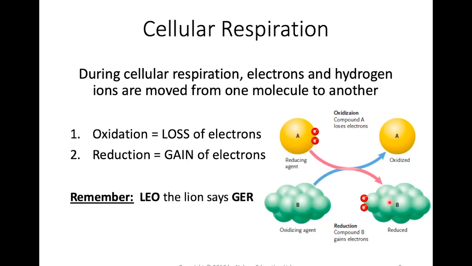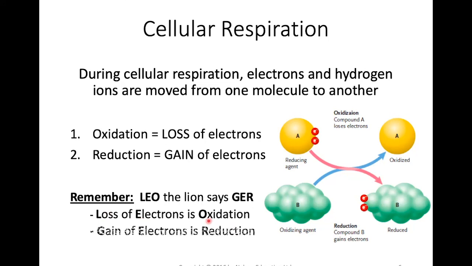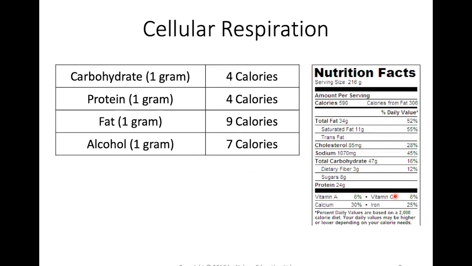Now, there's a great mnemonic, Leo the Lion says GER, that can help you to remember where electrons are coming from and going to. All right, so first off, with Leo, that stands for loss of electrons is oxidation. All right, and then with GER, gain of electrons is reduction. When it's oxidized, it's losing hydrogens and electrons. And then when it's being reduced, it's gaining electrons and thereby gaining the hydrogens. Now, our main focus for today is going to be looking at how glucose is metabolized, how we take that glucose monomer and we break it down through glycolysis, Krebs cycle, and electron transport chain to ultimately produce ATP.